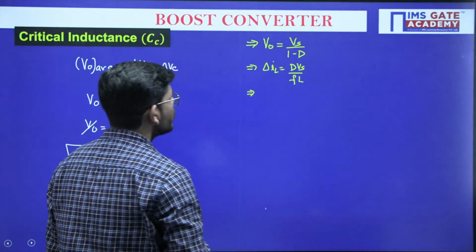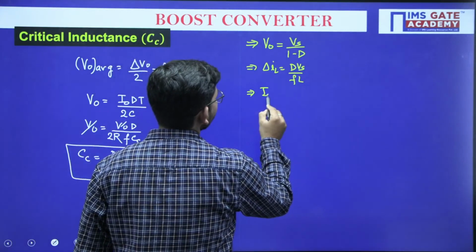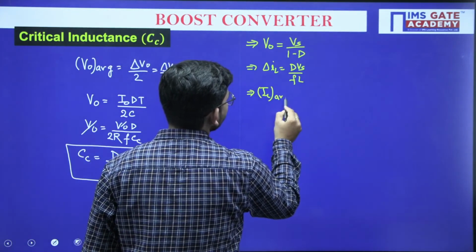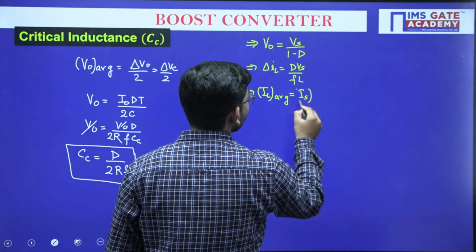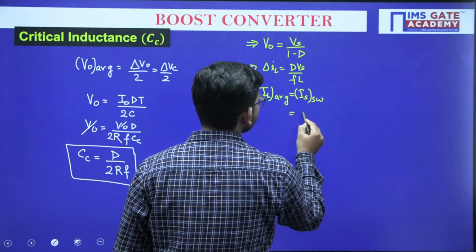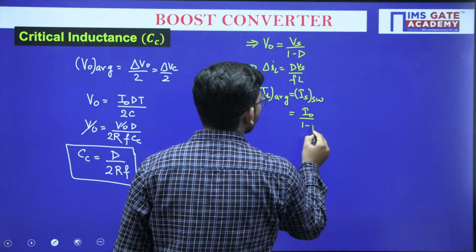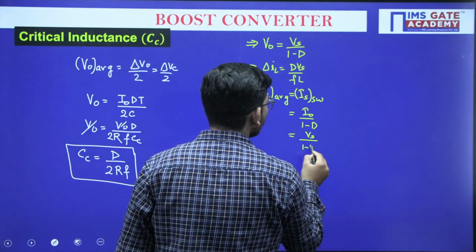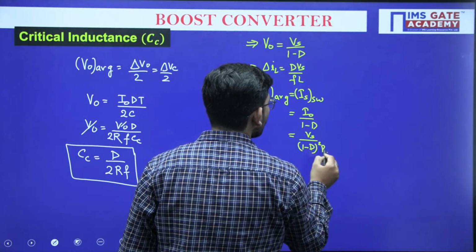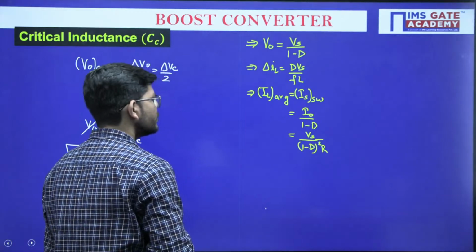And after that we have the inductor average current. The average inductor current is basically the average source current as well, and this is equal to I naught upon (1 minus D), or finally we can write it as Vs upon (1 minus D) square into R. This is a very popular expression.